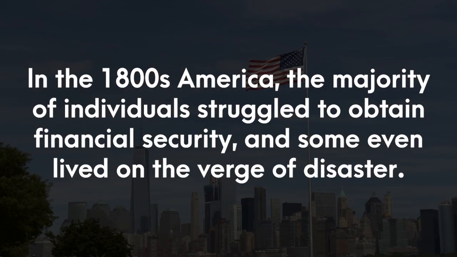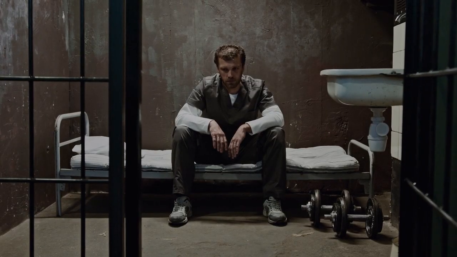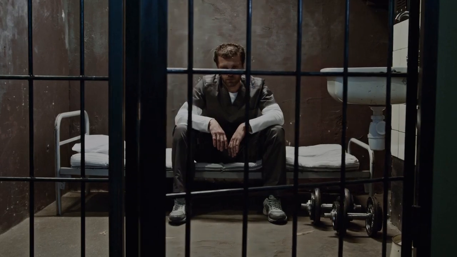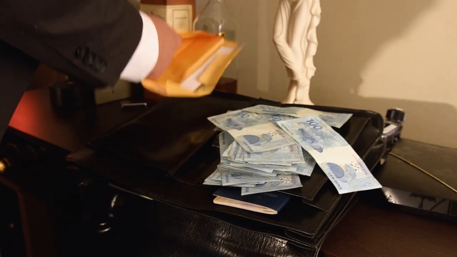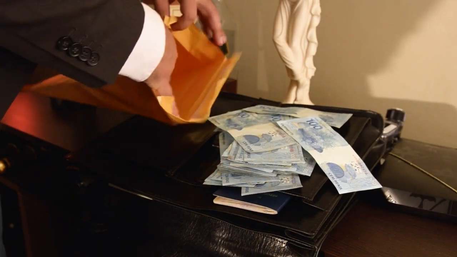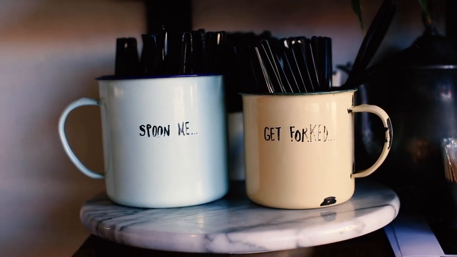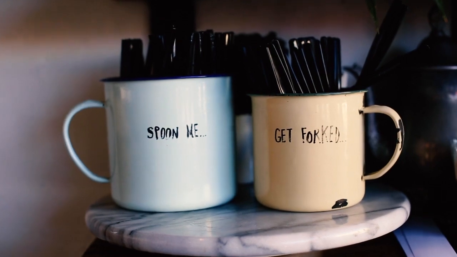In 1800s America, the majority of individuals struggled to obtain financial security, and some even lived on the verge of disaster. When borrowers didn't pay back their debts, they were sent to poorhouses or debtors' jail unless fraternal groups helped. Paper bills of exchange or private banknotes served as the primary medium of exchange for money. Few had access to real currency. Instead, others relied on household possessions like cutlery. Some people traded. Banks mostly catered to rich people and corporations.